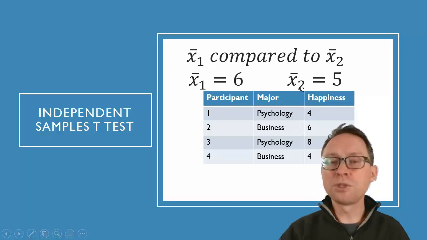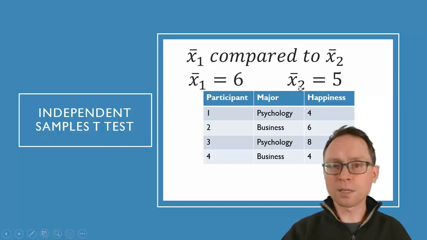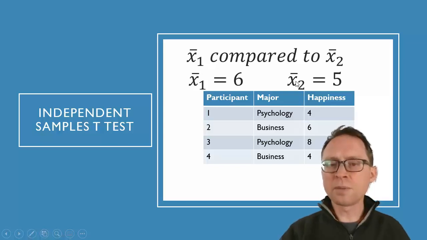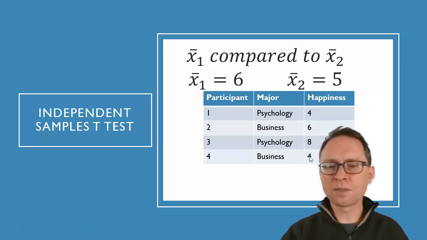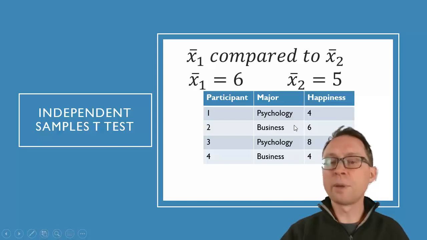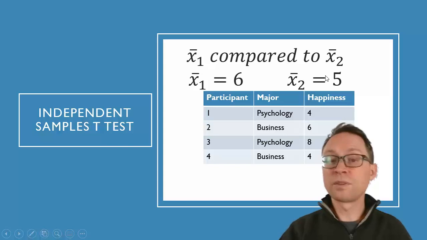X bar sub 2, you do the same process. X bar sub 2 is the mean of business majors. Sub 2 is going to be the second group, business majors. So 6 plus 4 equals 10 divided by 2. 10 divided by 2 equals 5.